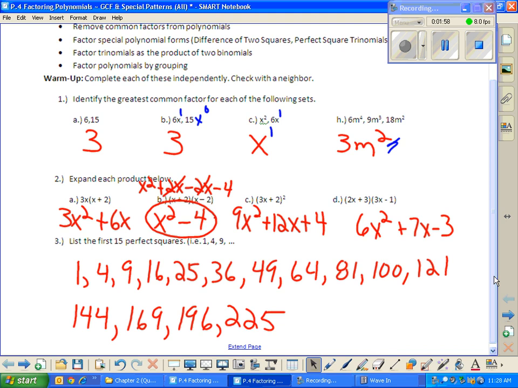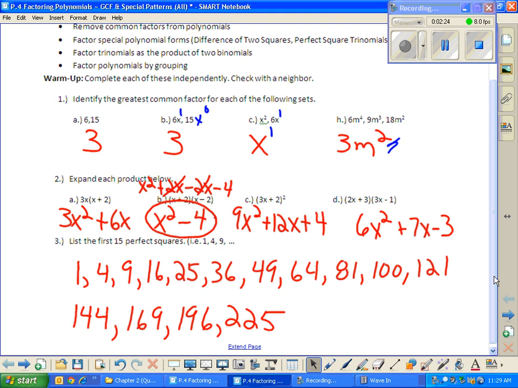Part C, check it carefully. Remember, this isn't time for you to sit back and take a vacation. You're checking your work. For part C, essentially what you had to do to get that answer, you had to FOIL, right? 3x plus 2 times 3x plus 2. Keep in mind that produces an OI term, a middle term there of 12x. And then part D, you have 6x squared plus 7x minus 3.